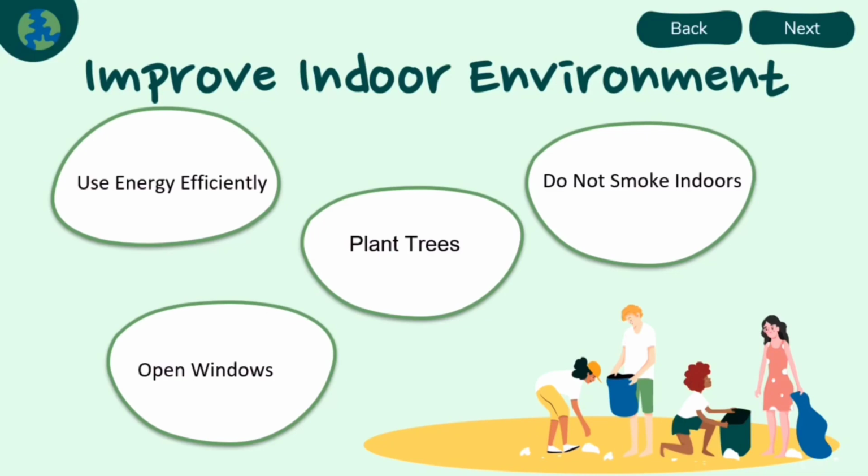First is to make sure to use energy efficiently. Plant trees. Trees around your house and your neighborhood could help to reduce air pollution significantly. Also, please do not smoke indoors, as cigarette smoke contains carcinogenic substances and toxins that remain in indoor air for a long time. Last but not least is to open your window. Opening your window fully at least once a day can replace polluted indoor air with fresh air from outside.